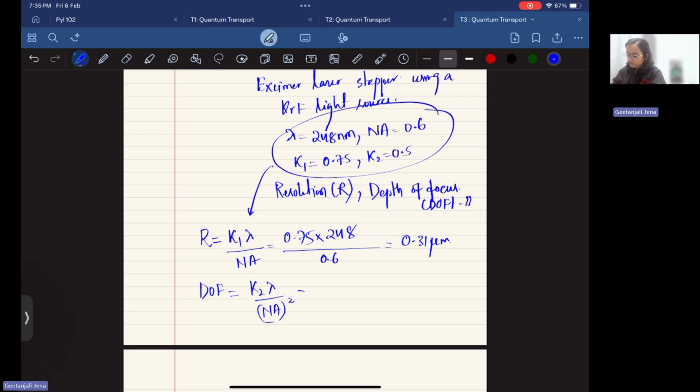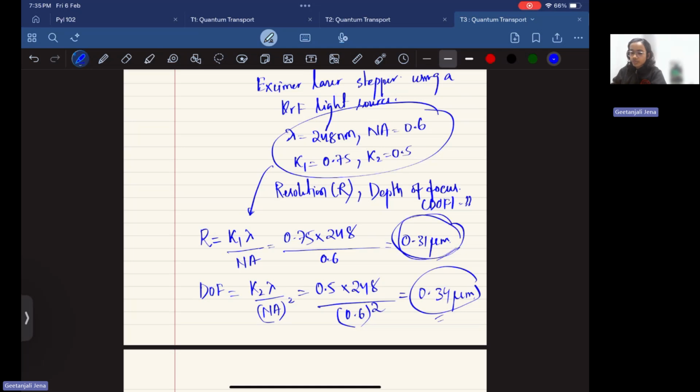And for DOF, K2 is 0.5, lambda is 248, NA is 0.6, squared. So this will be 0.34 micrometer. Just check whether you are getting this answer or not. So resolution will be around 0.31 micrometer or 310 nanometer, and the depth of focus will be around 340 nanometer.